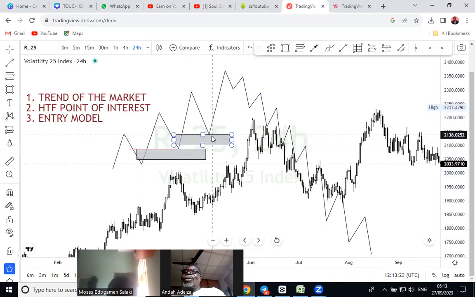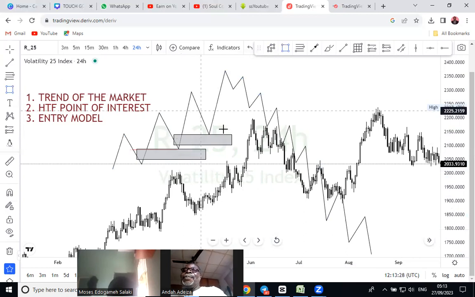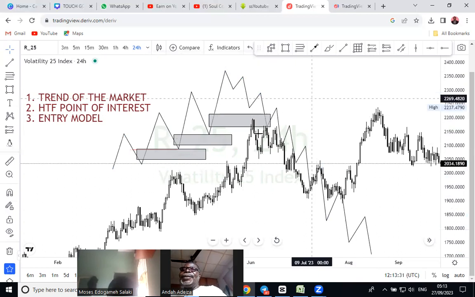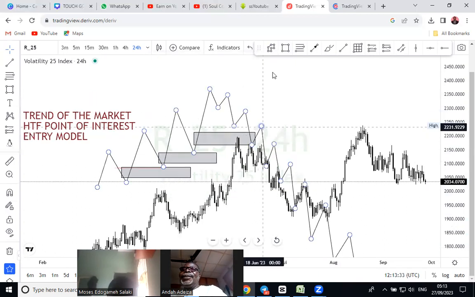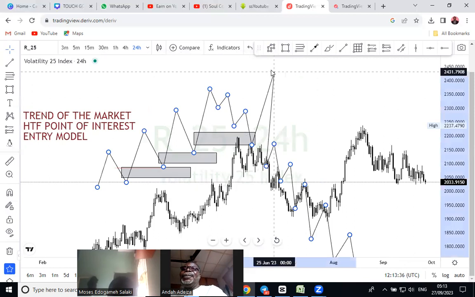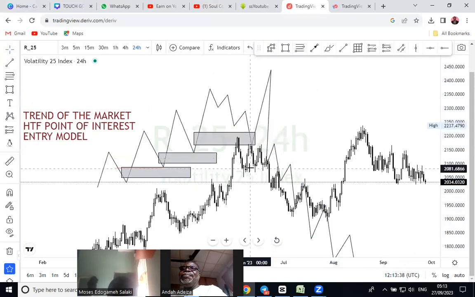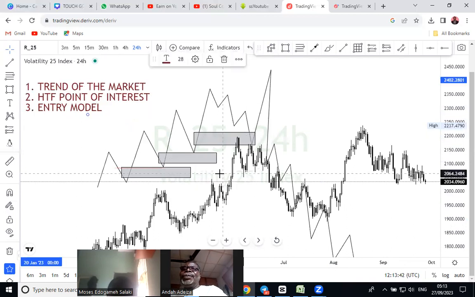You buy from here. Price takes out this high. Wait for price here again. Price will still buy from here. So price can come back here and price will just still buy up. Are you getting it now? So long as you are following the trend, the structure, that's when price is buying.